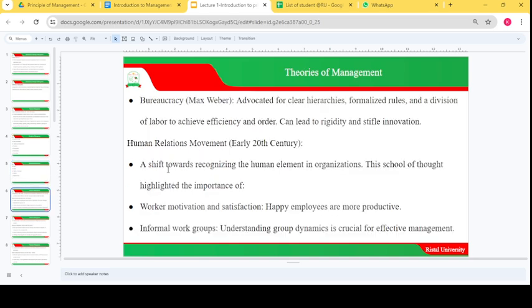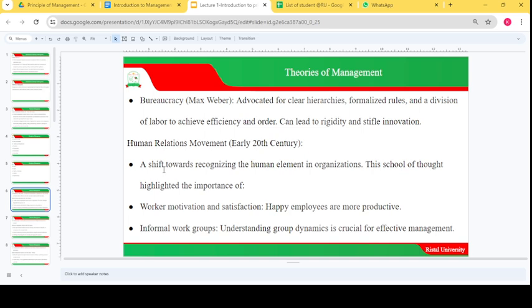So let's look at some of the theories. We have bureaucracy. It was formed by Max Weber, who advocated for clear hierarchy, formalized rules, and a division of labor to achieve efficiency and order. This can lead to rigidity and stifled innovation.